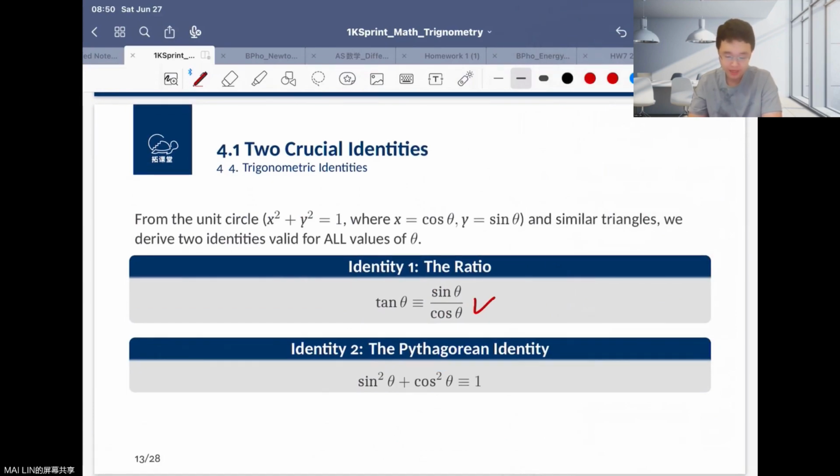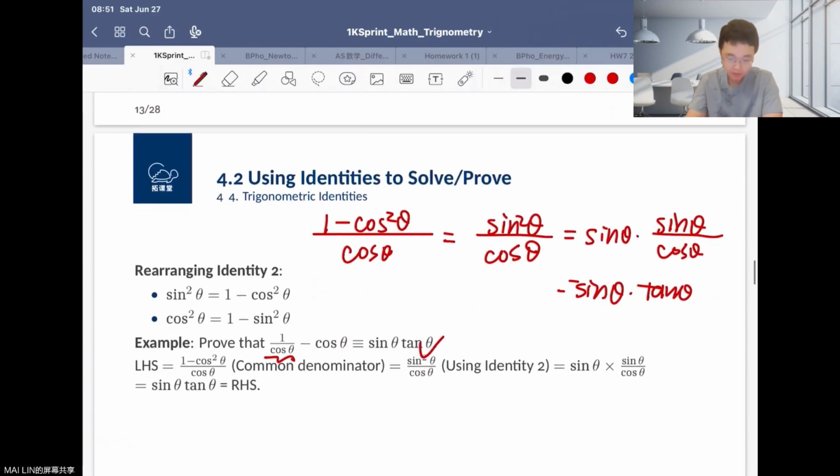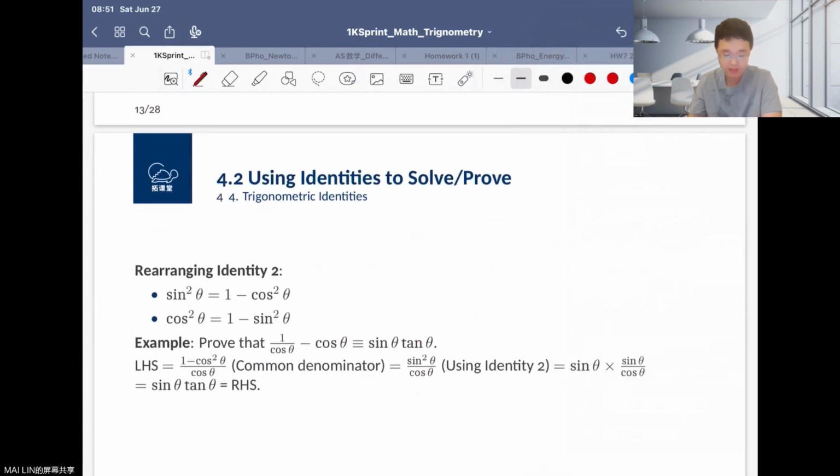The second identity is the Pythagorean identity. Here we have sine theta squared plus cosine theta squared equals 1. This is the second identity. We can use it to solve some problems, like some proof problems.